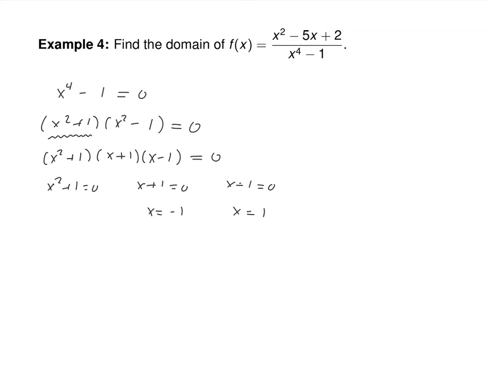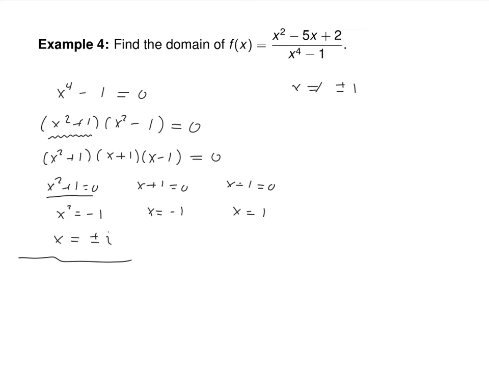If you were asked to solve this x squared plus 1 equals 0, you get x squared equals -1. So technically x equals plus or minus i. Is i a real number? No, so we don't really care about those. That first factor doesn't give us any numbers to leave out. So the only two numbers we leave out: x cannot be plus or minus 1.